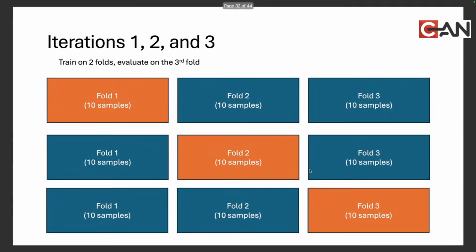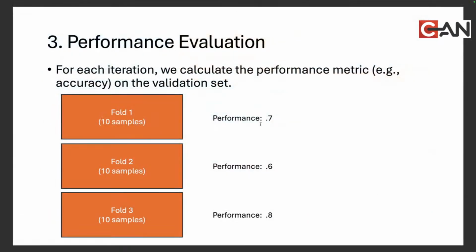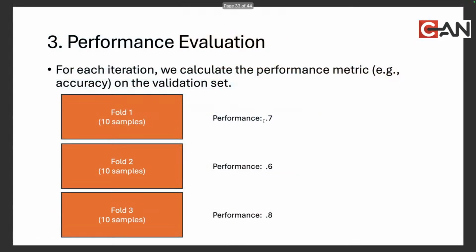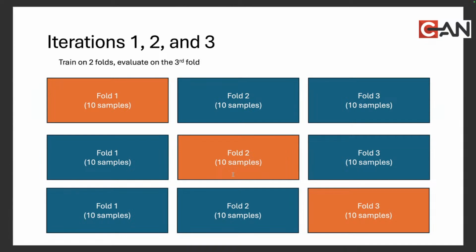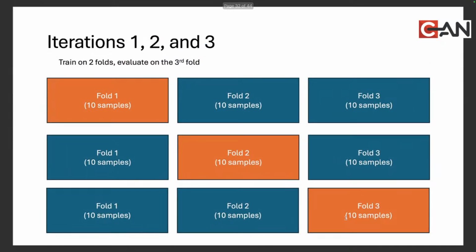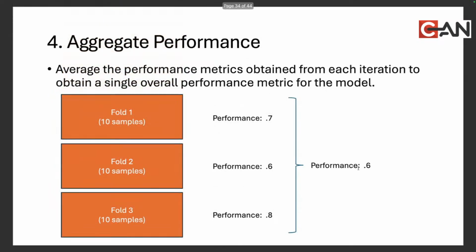Then we can take these different folds, fold 1, fold 2, and fold 3, and we can assess the performance. When we trained on combined fold 2 and fold 3, the performance on fold 1 was 0.7. When we combined fold 1 and fold 3, the performance on fold 2 was 0.6. And when we combine these last 2 folds, fold 2 and fold 1, the performance on fold 3 was 0.8. So for each iteration, we can see the performance.